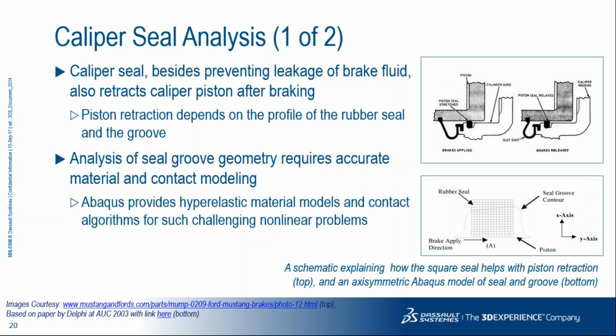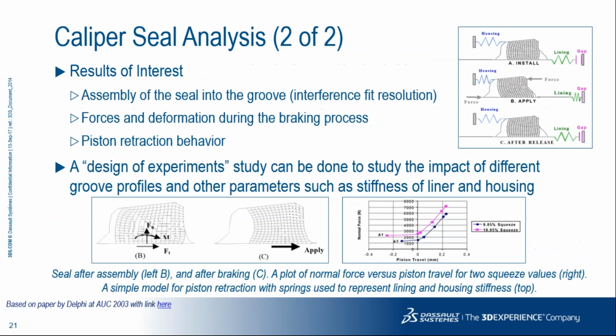So we'll discuss the seal in the coming slides. And again, the results in the slide are explanatory here. The reference demonstration caliper analysis considers the housing and the lining as merely stiffness, or springs. The springs have been used here to represent that. Although not considered in the reference, a design of experiment study can be conducted to study the impact of different groove profiles on the seal performance. Wear analysis can also be incorporated in the study of how the different groove profiles will deal with wear.